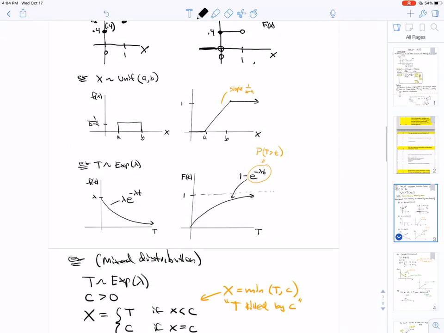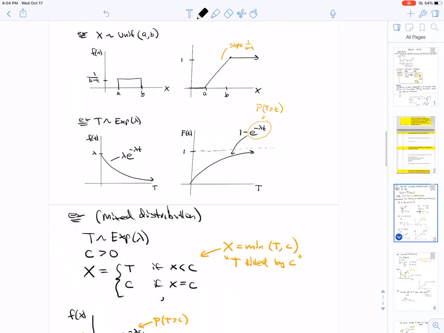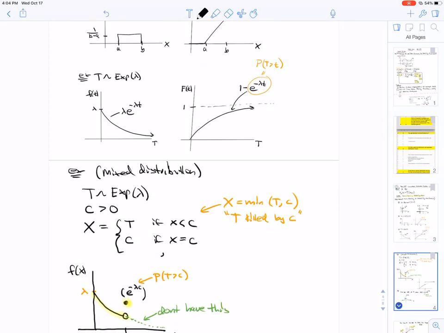For the uniform, again, the height for the non-zero part is 1 over b minus a. The antiderivative of that is 1 over b minus a times x, and hence the CDF is linear with a slope 1 over b minus a. For exponential, f of t follows the exponential formula, lambda e to the minus lambda t, the density, and the CDF is 1 minus the survival function, so it's 1 minus e to the minus lambda t, which has the graph shown.